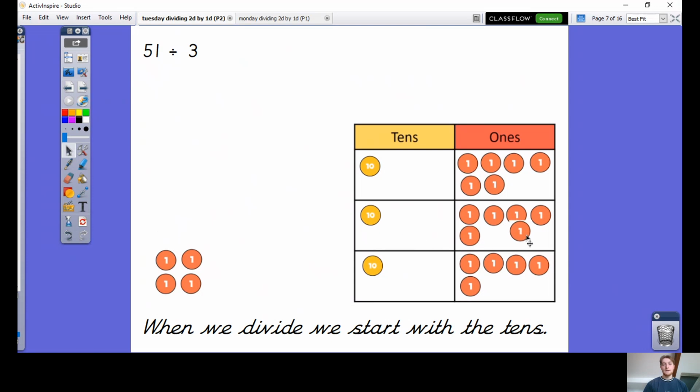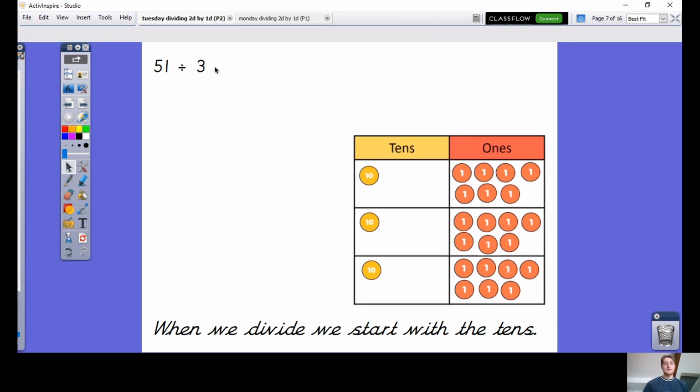Okay, nearly there. Hopefully you're counting how many's going to be in each group, maybe having a guess. There we go. So now I've shared out all these 1s from my exchanged 10s. I can see that I've got 1 10 in the 10s column and 7 1s in the 1s column. That together makes 17. So I know that 51 divided by 3 equals 17.